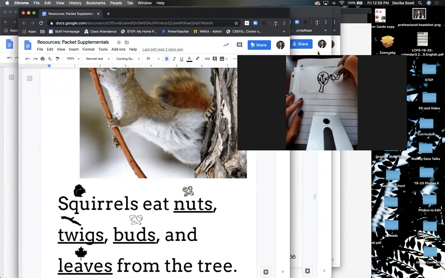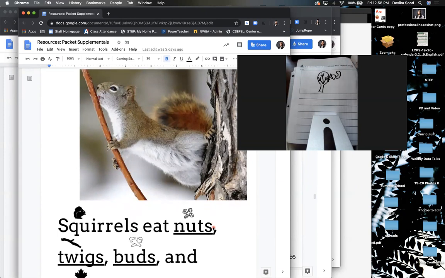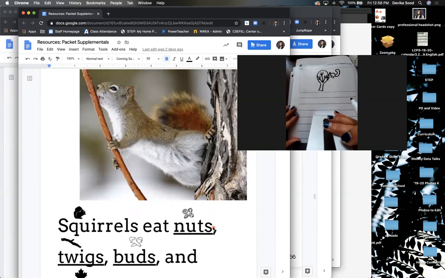This is my squirrel, and it's eating some nuts. Esta es una ardilla y está comiendo unas nueces. This matches the picture in the text. Eso está de acuerdo con la escritura que está en este texto. And I'm going to write squirrels eat nuts. Y lo que voy a escribir es las ardillas comen nueces.